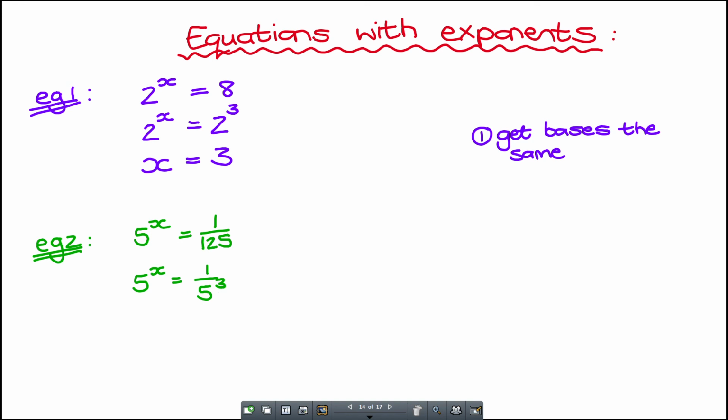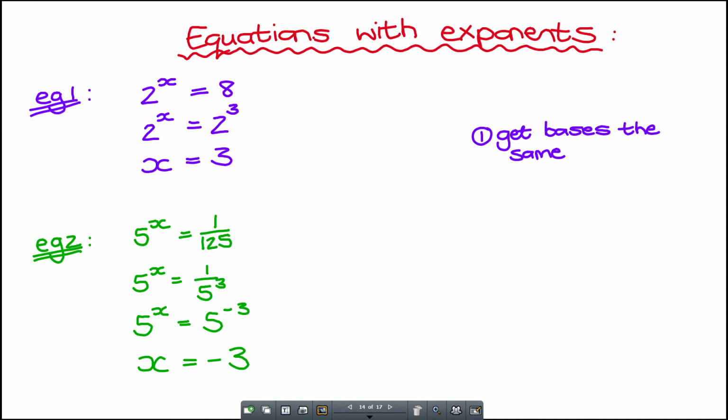Now, think back to when we did exponents, because my bases are not yet the same here, because the 1 is still in the form of a fraction. But what happens if I want to take this and move it to the top? What will happen? The exponent will become a negative. Not the base, the exponent. So that will then become 5 to the power of negative 3. Because I moved it to the other side of the fraction, the exponent will become a negative. Okay, and now you'll see, bases are the same. So now I can only look at exponents. So x will be minus 3.